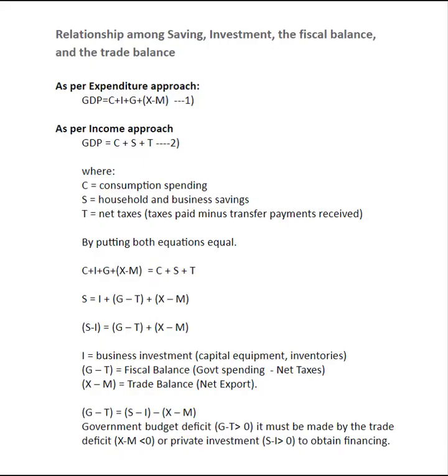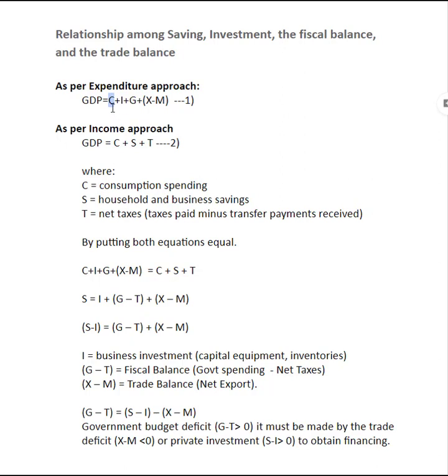Hi, today we're going to talk about the relationship between saving, investment, fiscal balance, and trade balance. So far, we have talked about how GDP can be computed from the expenditure method or the income method. Expenditure is the total market value of final goods and services produced within a period. So these are the major components of GDP in the expenditure method.